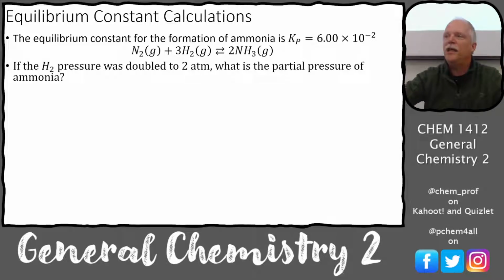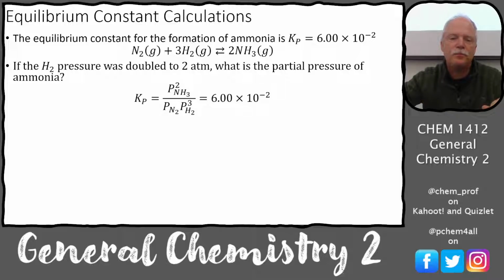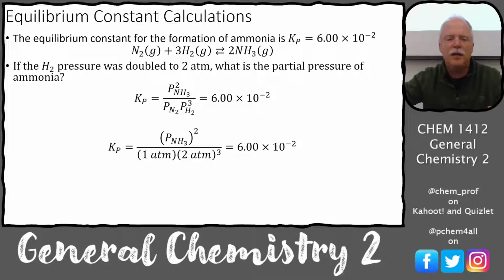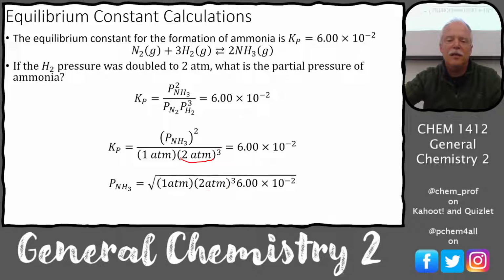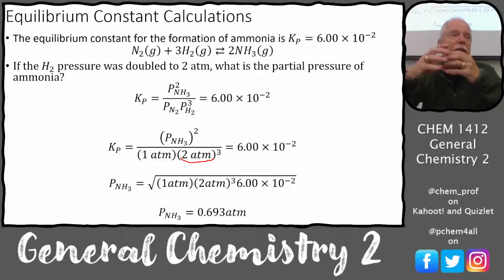So always try to engage your brain cells. Don't just follow the procedure of the math. Here's the same equation. Now we have a 2 in the denominator for the hydrogen concentration. So it's going to be 2 cubed, or 8. Solve for it with the square root. So now we have the square root of 8 times 6 times 10 to the minus 2. And that's 0.693. So it went up quite a bit, actually.